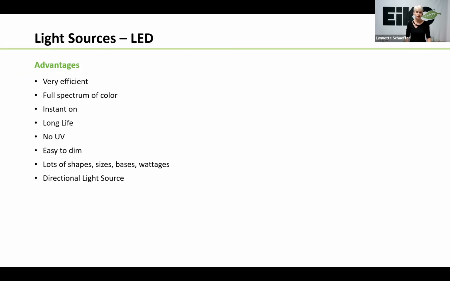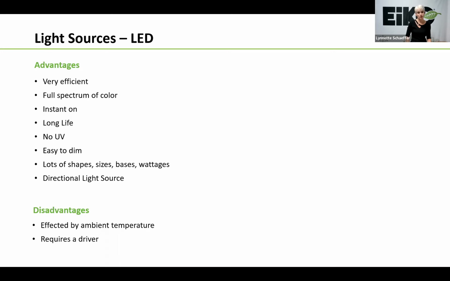Now, they are available in lots of shapes and sizes, and bases and wattages, and LEDs are also a directional light source, which we'll talk about in just a minute. Now, the only real disadvantage of an LED is that they are affected by ambient temperature. As a matter of fact, LEDs are not fans of hot temperature. All LEDs also require a driver, similar to how fluorescents require a ballast.